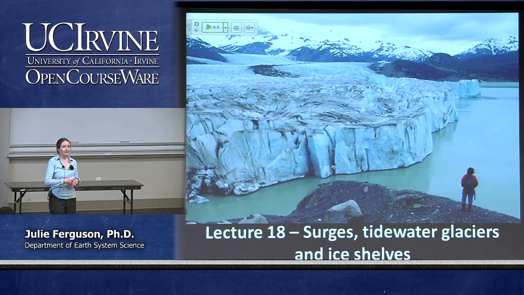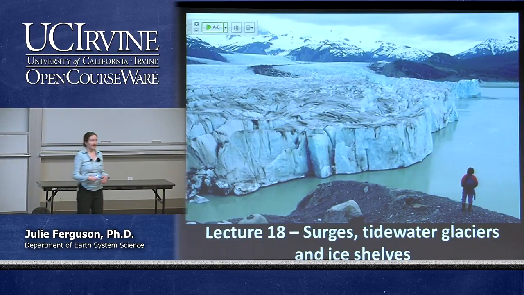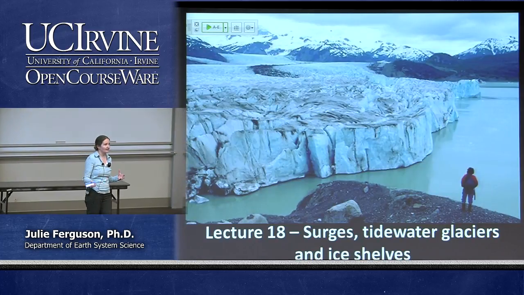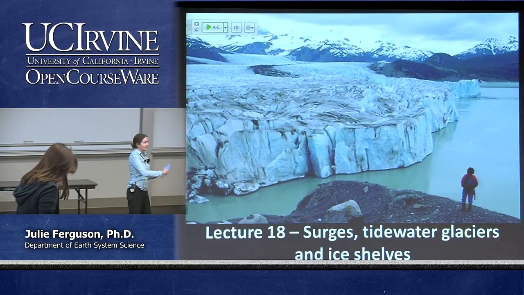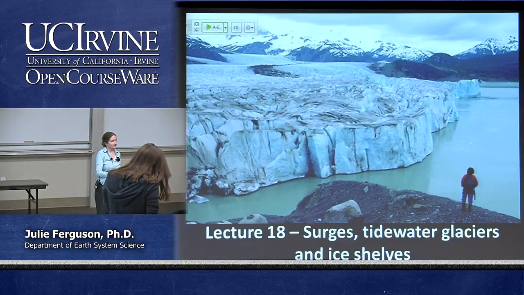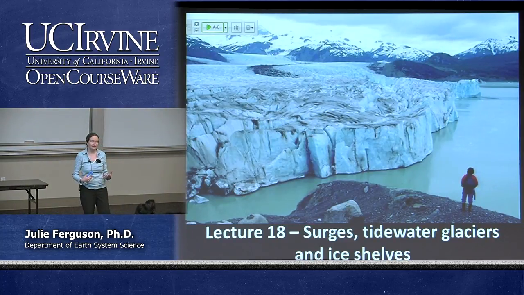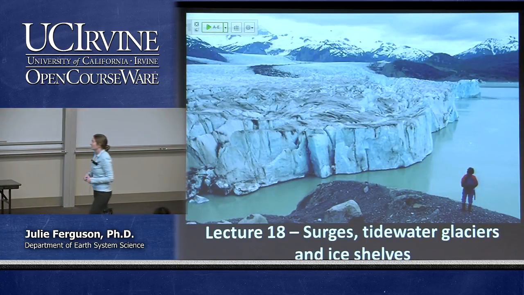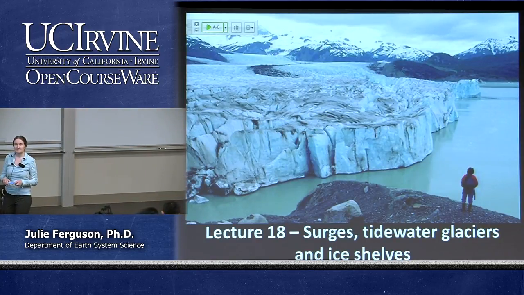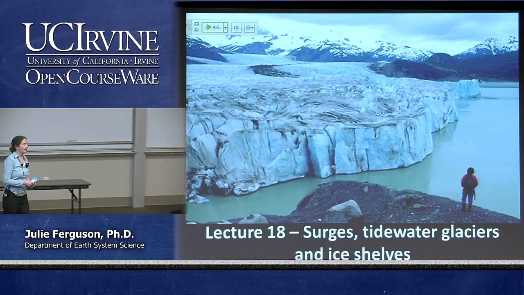So we've talked in very general terms about how glaciers can move over land. But remember, we have this class of glacier where they end in the water. And it's worth thinking about how that water interacts with the glacier and allows them to advance and retreat very differently. So we're going to look at tidewater glaciers and ice sheets and how they work.